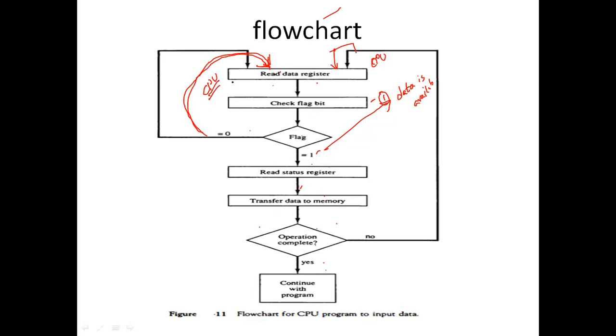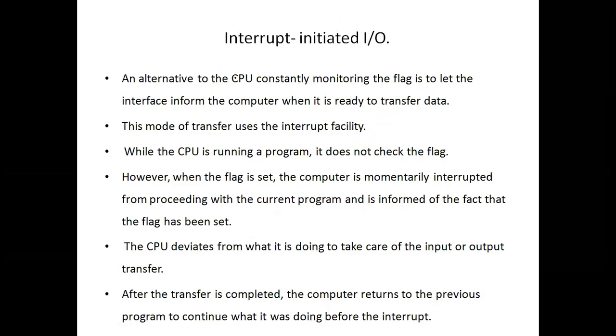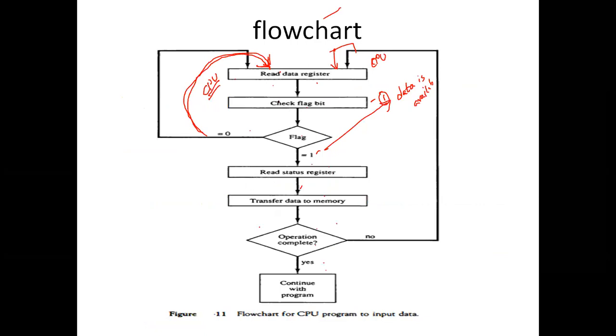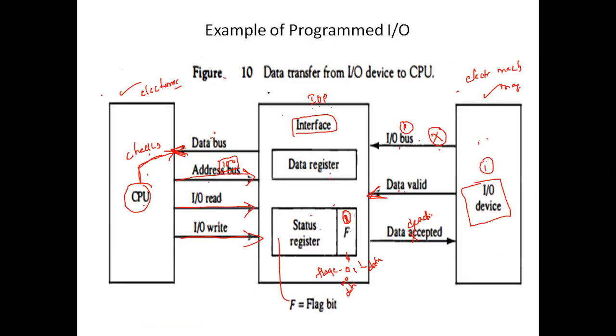So in order to overcome that drawback, we have another method called interrupt driven IO. In interrupt driven IO, an alternative to the CPU constantly monitoring the flag is to let the interface inform the computer when it is ready to transfer. Whereas here, the CPU keeps on checking the data register to see whether the data is available or not.